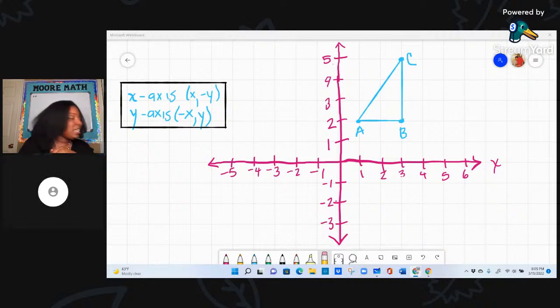I finished. All right, so tell me where you are now. And I love that it was so fast. So that's good. A was negative 1, 2. Negative 1, 2. Mm-hmm. B was negative 3, 2. Uh-huh. C was negative 3, 5. Excellent. That was great.